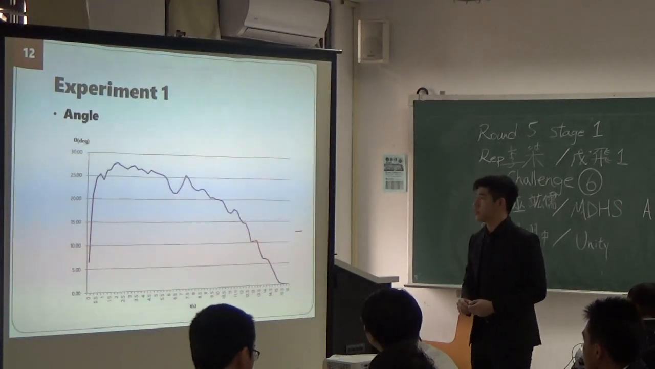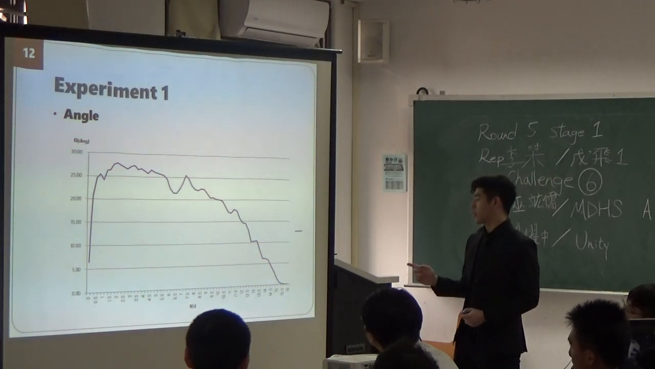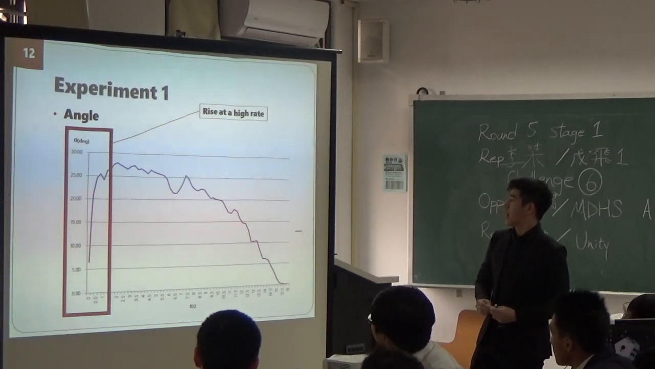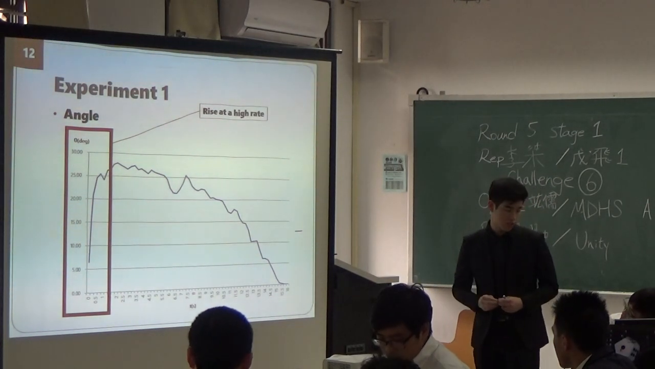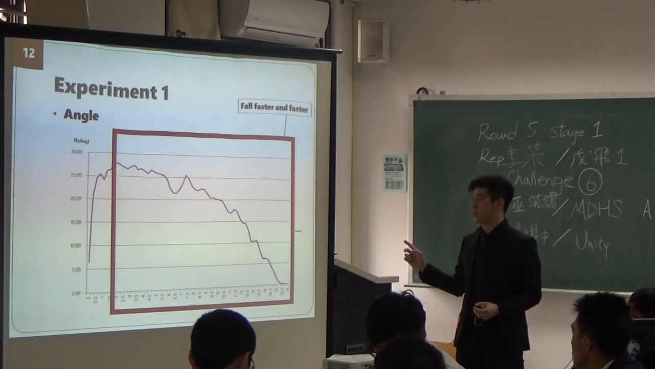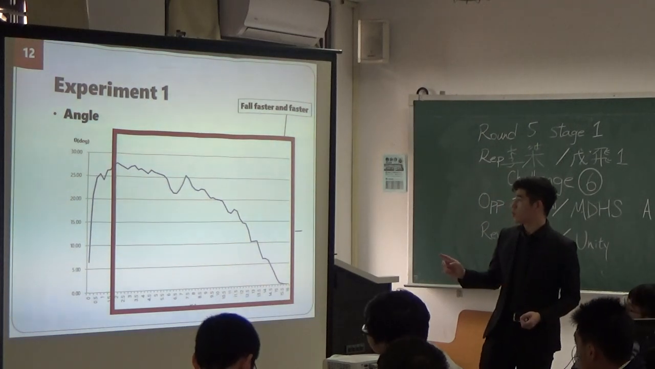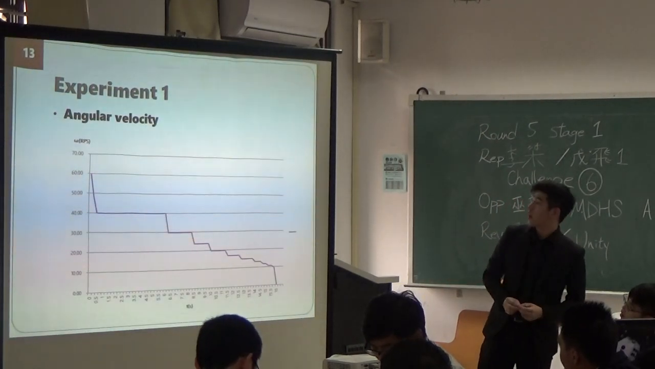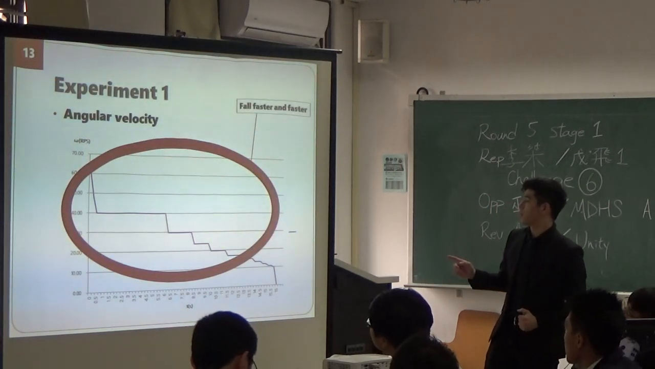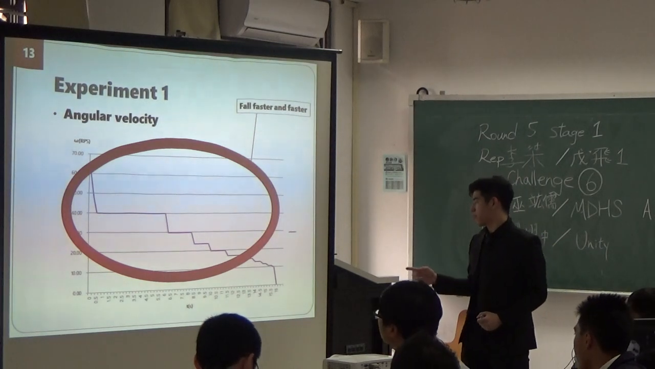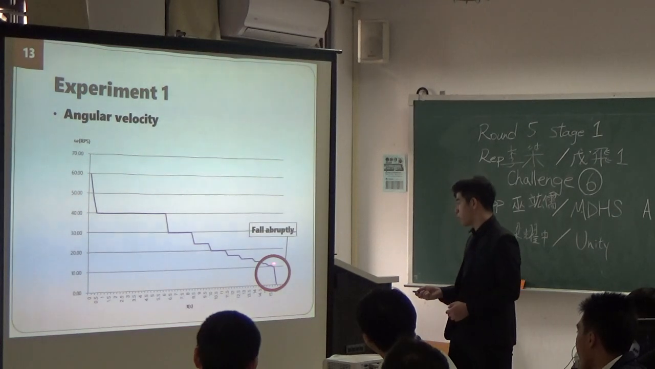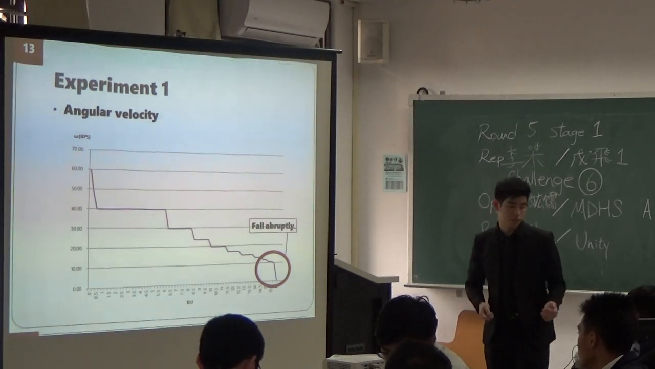So experiment one is just to have a brief look at what I get. At first the angle will rise at the high rate, which I just explained, and then it will fall faster and faster, which corresponds with my prediction. As for angular velocity, at first it will fall faster and faster, then it will fall at a drop speed. This is the point when both balls touch the floor.